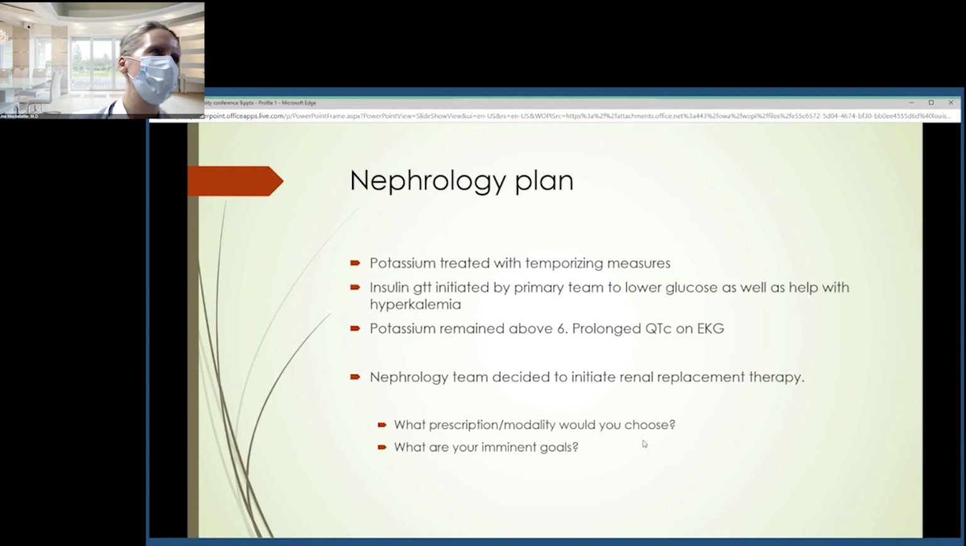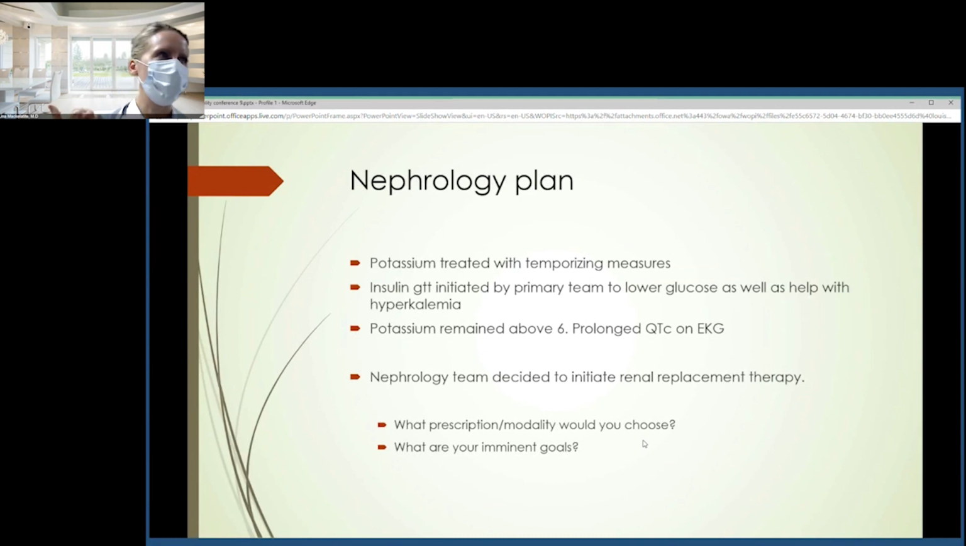But unfortunately, potassium, even with medical treatment and insulin drip, remained above 6. That's because he just had a bad kidney injury. His EKG showed prolonged QTc, and we decided that we needed to start some kind of renal therapy because he's going to get arrhythmia and it's going to be bad.